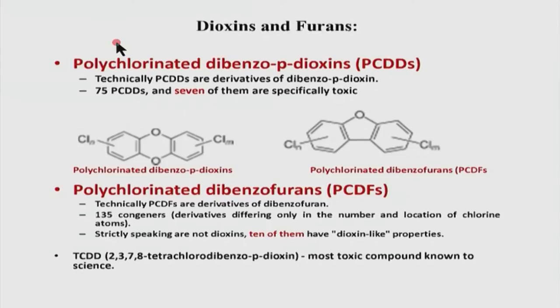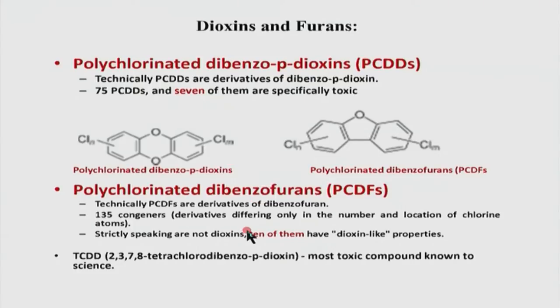But what are dioxin and furans? You may know this chemical structure is of the dioxins, which are polychlorinated dibenzoparadioxins, and there are four chlorine atoms on this, and this one is polychlorinated dibenzofuran. There are approximately 75 dioxins that have been identified, and 7 of them are really toxic to humans. Similarly, of at least 135 furans, only 10 of them are toxic.